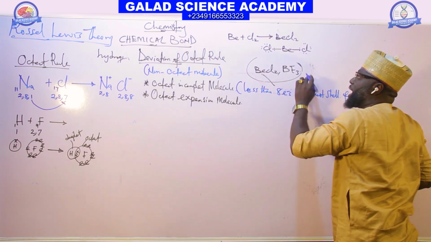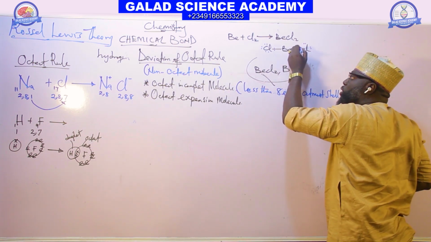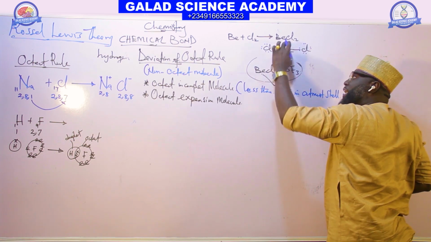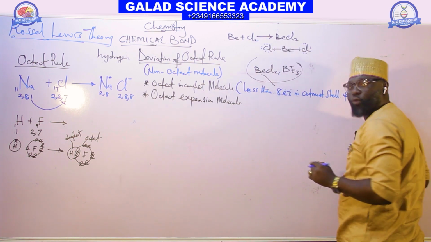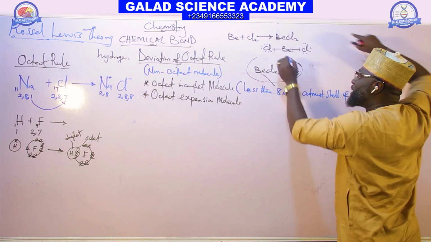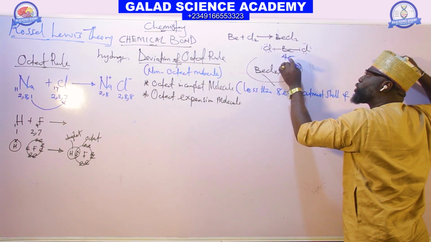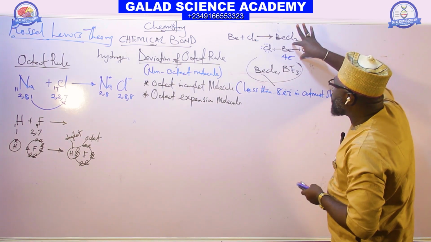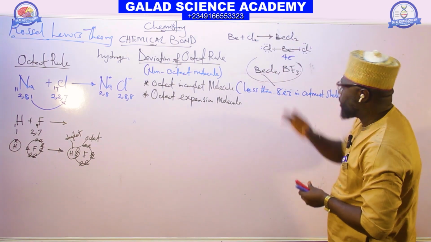But beryllium here, count its own electrons. This bond contains 2 electrons. 1, 2, 3, 4. It will remain how many to complete? 4. So this beryllium needs 4 electrons to complete its atom shell. So this is an incomplete octet molecule.